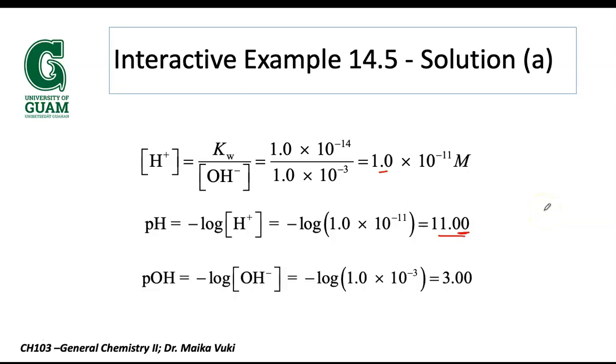Okay, pOH will be minus log of the OH concentration. So we have the OH here, and we can substitute and get the value. So you will see that pH and pOH add up to be 14. So that's an important number, which is pKw.